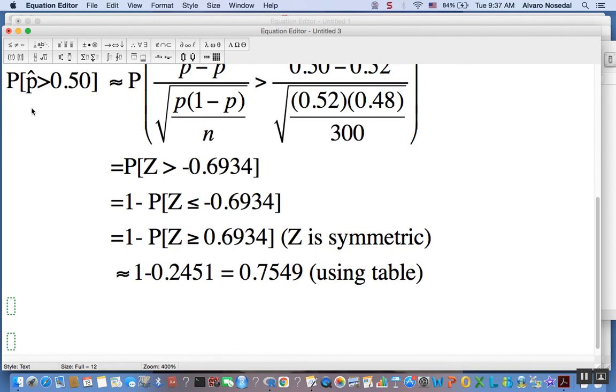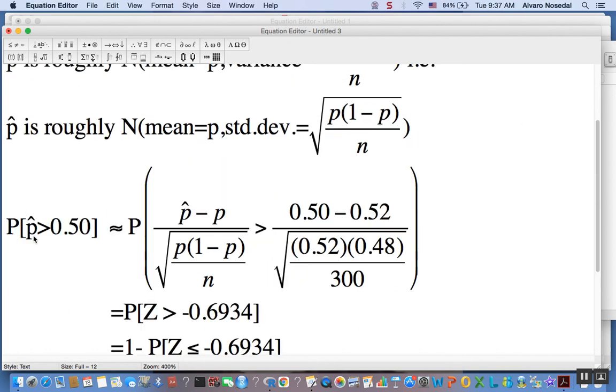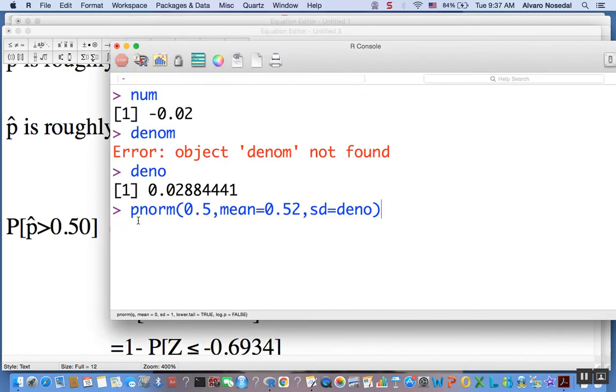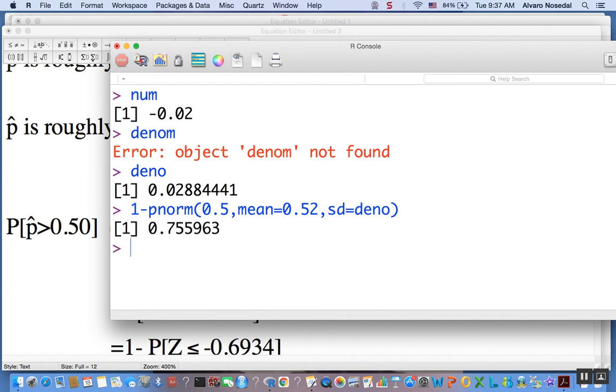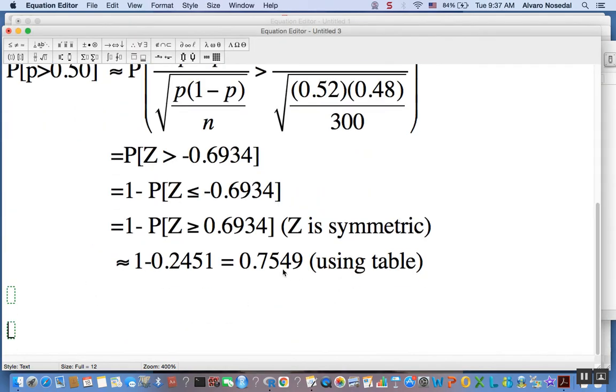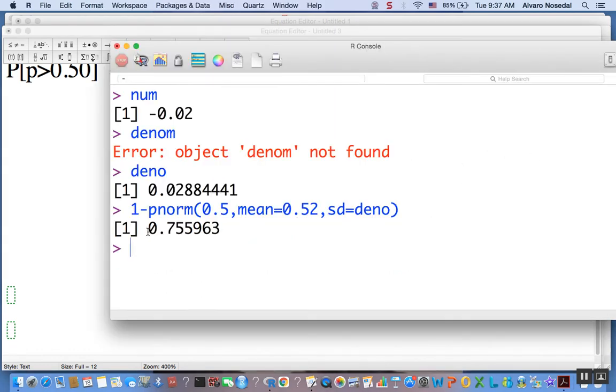Because this is what we want, the probability that P hat is greater than 50%, and this is going to give you the probability that P hat is less than 50%. So what we want is 1 minus, because remember, this is the CDF. Okay. So there we are. Using R, we have 0.7559. Okay? So really close. The only thing is that if you're using a table, you have to settle for 2 decimal places, right?